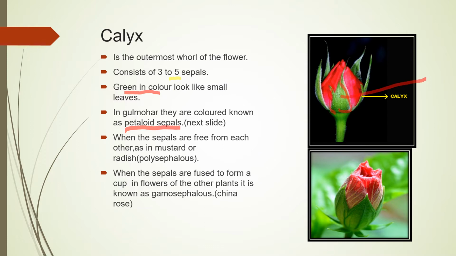When the sepals are free from each other, that is called polysepalous. Here you can see that they are called polysepalous. This one sepal is free from the next one, so they are called polysepalous. Now when these sepals are fused with one another, as in China rose, if you have a garden at home you can go and have a look, they are called gamosepalous.